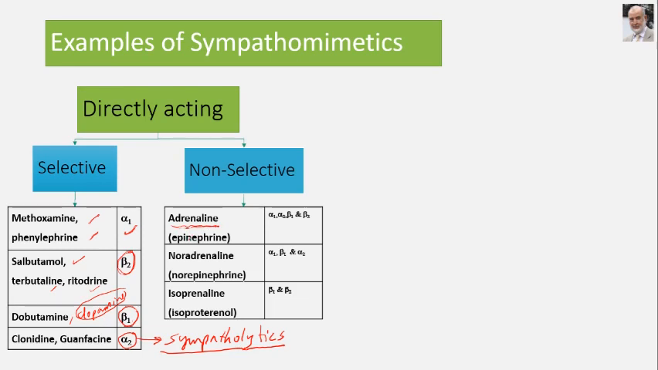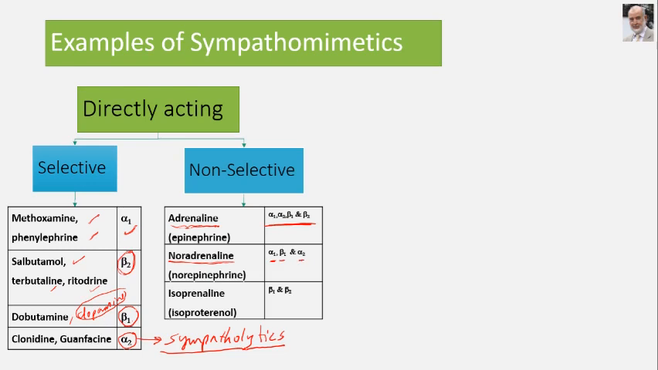Non-selective sympathomimetics include the foremost example, adrenaline. Nobody forgets adrenaline, which is known in America as epinephrine. Adrenaline is an agonist at all types of adrenergic receptors, including alpha 1, alpha 2, beta 1, and beta 2. Noradrenaline, the normal neurotransmitter, or norepinephrine, is non-selective: it is an agonist at alpha 1, beta 1, and alpha 2. It has no activity at beta 2.